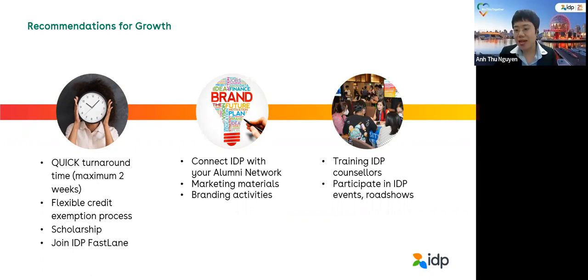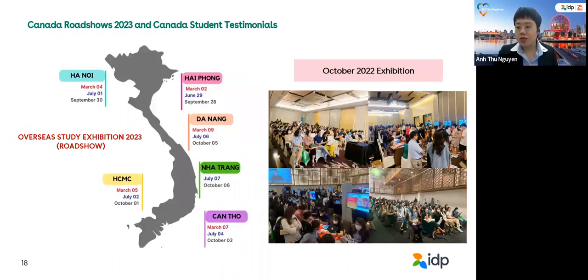That is some of my example about the training for our counselor. So I would like to share with you about the roadshow in 2023 in March, July, and September. We plan to organize in 6 cities: Hanoi, Hải Phòng, Da Nang, Nha Trang, Cần Thơ, and Ho Chi Minh cities. And on the right-hand side, you can see our physical exhibition in October 2022.